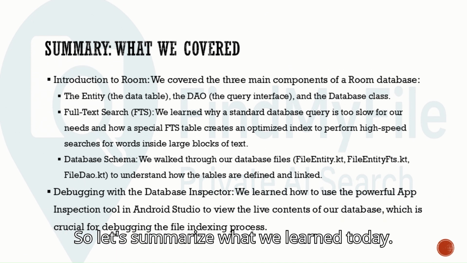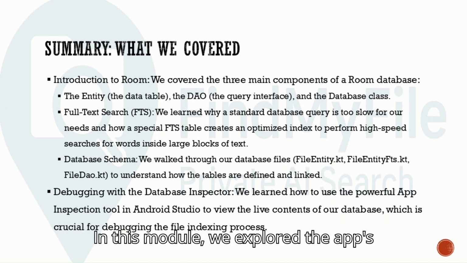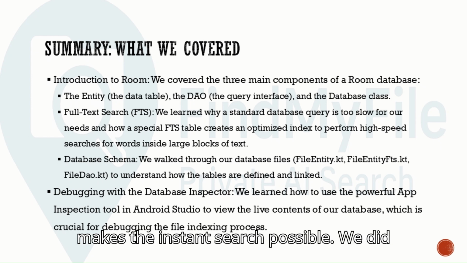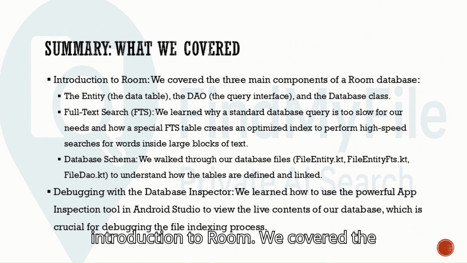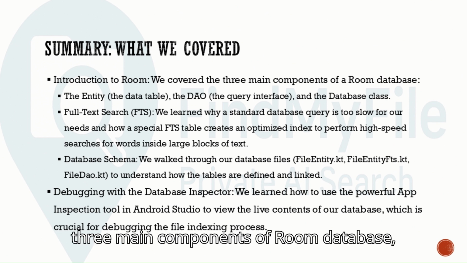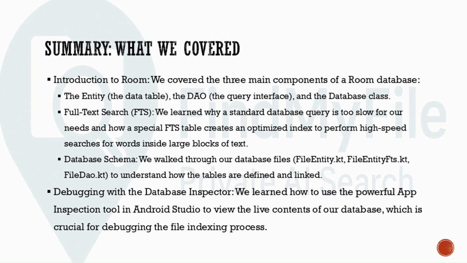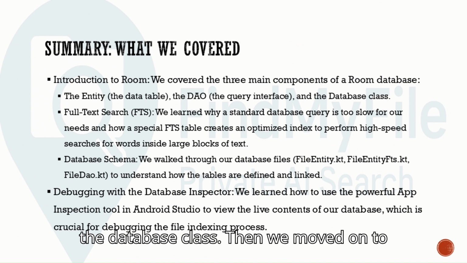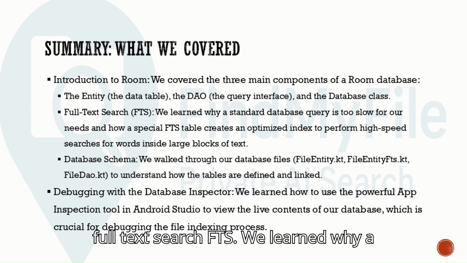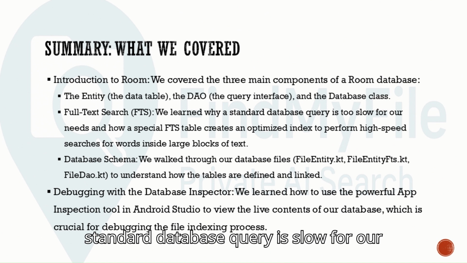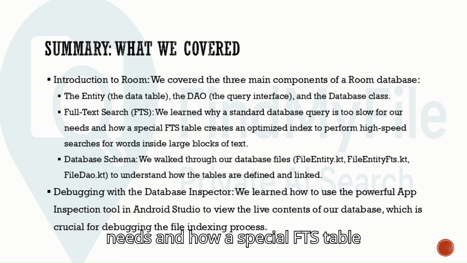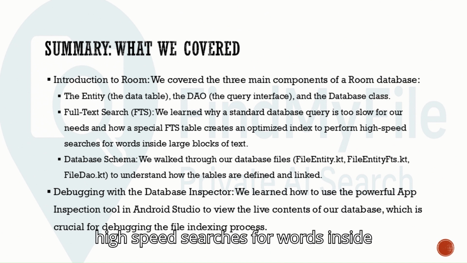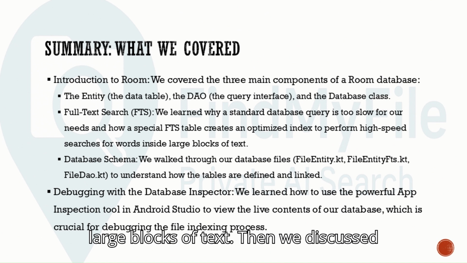So let's summarize what we learned today. In this module, we explored the app's memory, the local Room database that makes the instant search possible. We did an introduction to Room. We covered the three main components of Room database: the entity, the data table, then the DAO, the query interface, and the database class. Then we moved on to full text search, FTS. We learned why a standard database query is slow for our needs and how a special FTS table creates an optimized index to perform high-speed searches for words inside large blocks of text.